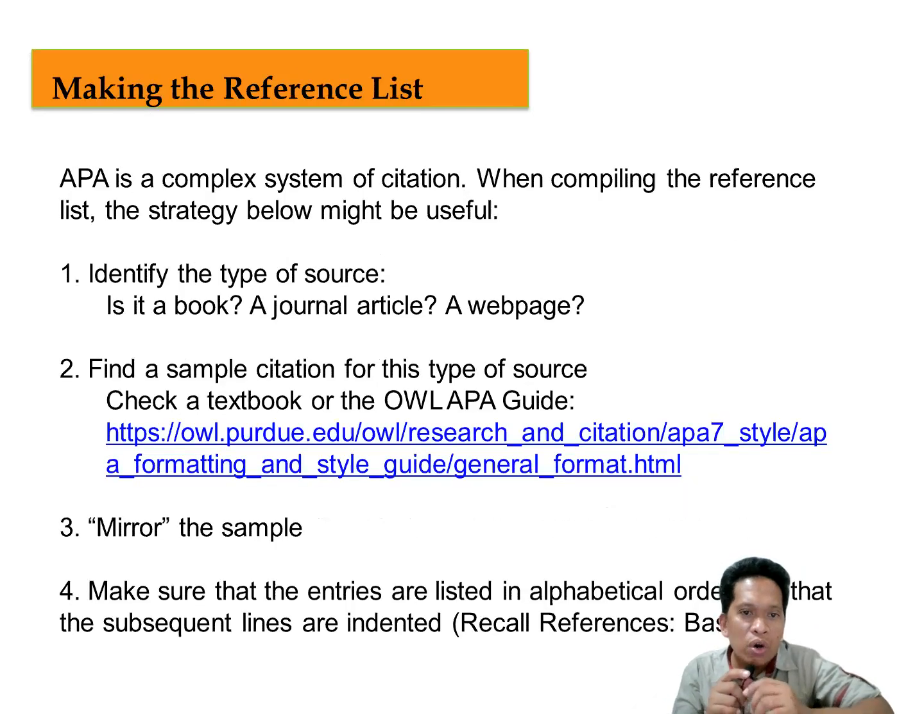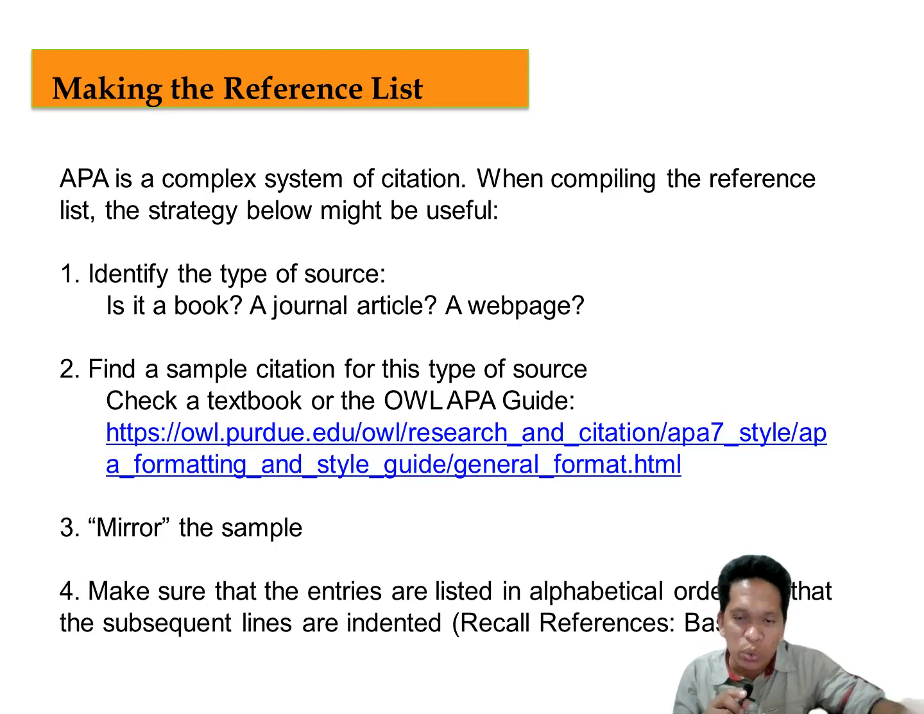Next is on making the reference list. APA is a complex system of citation. That's why I advise you to use the automated Microsoft Word referencing, because this will save you time. Or else you will really have to look into how to do reference listing or referencing from the manual.